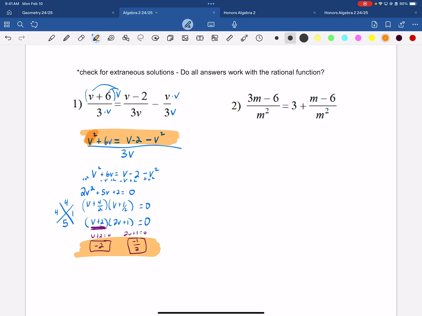So a little bit of work. Nothing's wrong with a little bit of work. It works.